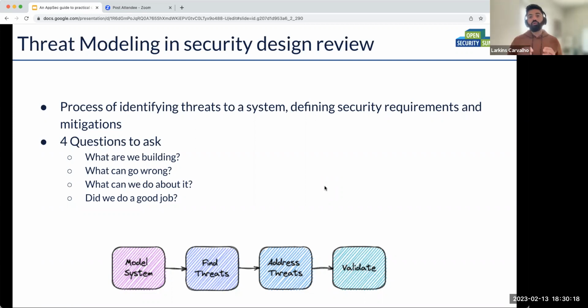When we think about what can go wrong, we are talking about threats. When we talk about what can we do about it, we are talking about mitigations. And once we have mitigation in place, we need to see that are these mitigations implemented as intended? Can we do more?